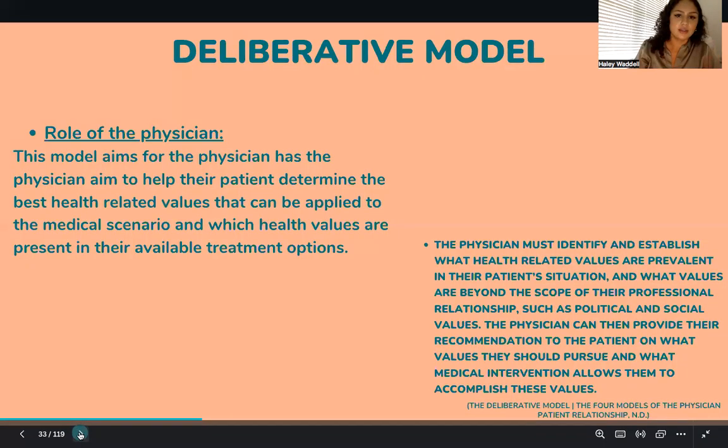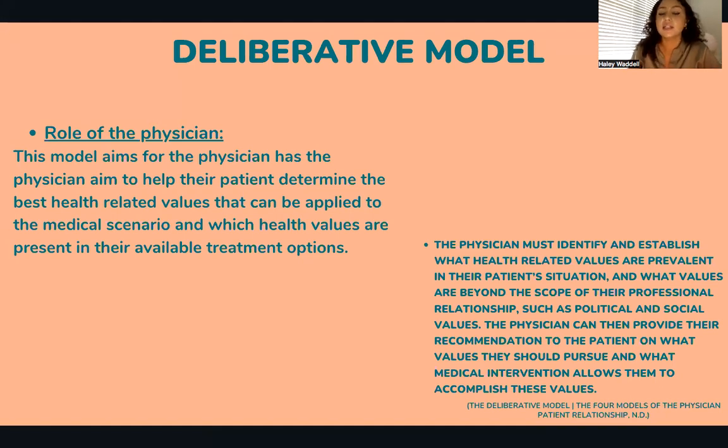So next, the third out of four models we're going to be talking about is the deliberative model. In the deliberative model, the physician's aim is to help their patients determine the best health related values that can be applied to the medical scenario and which health values are present in their available treatment options. The physician must identify and establish what health related values are important in their patient's situation and what values are beyond the scope of their professional relationship, such as political and social values.